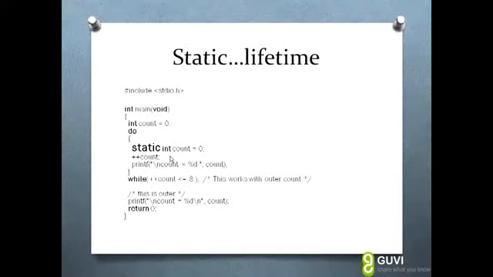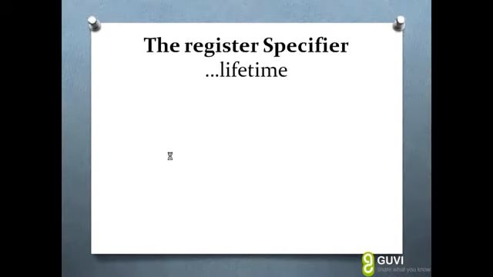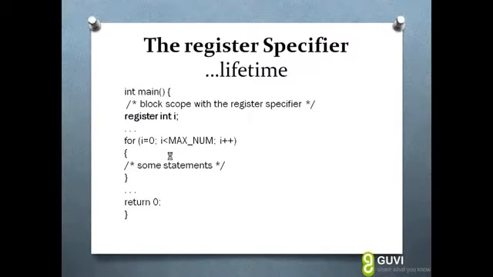So here let's assume we have declared everything in main. But if I declare another function, the variable will be alive even if the function call is over. These are called static variables, and they are stored in the data segment, and the lifetime is till the end of the program.